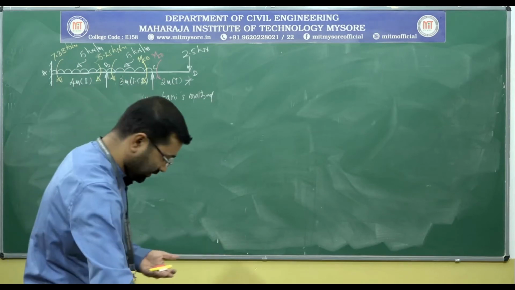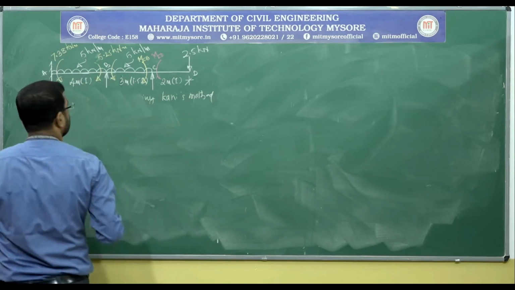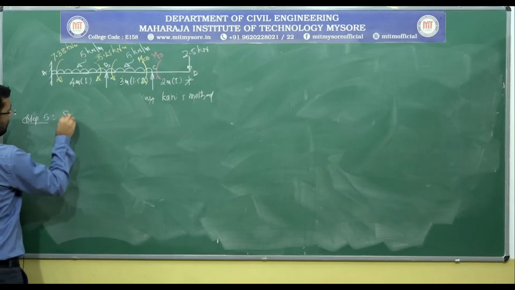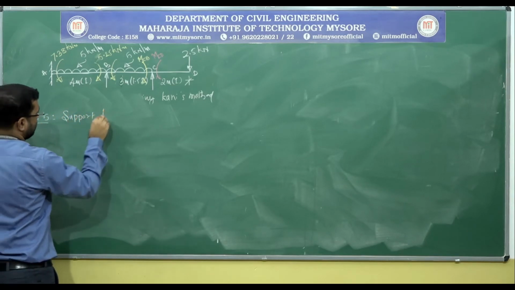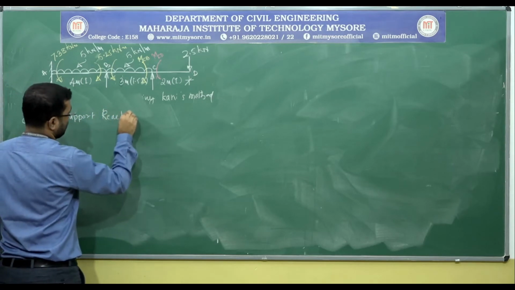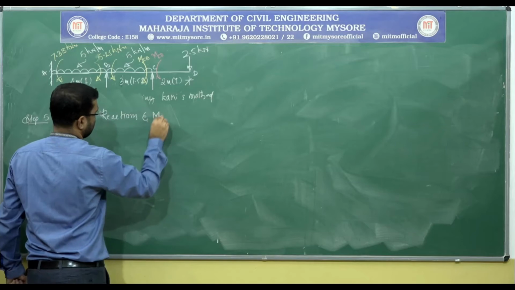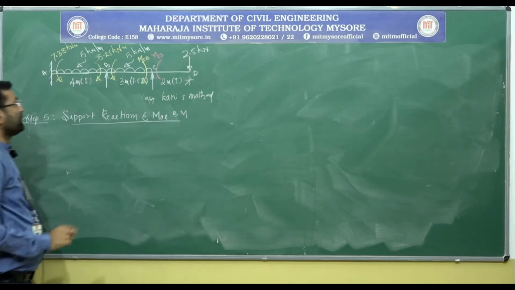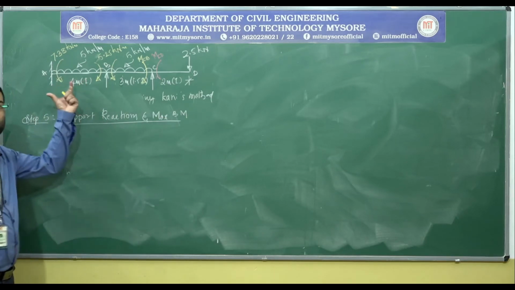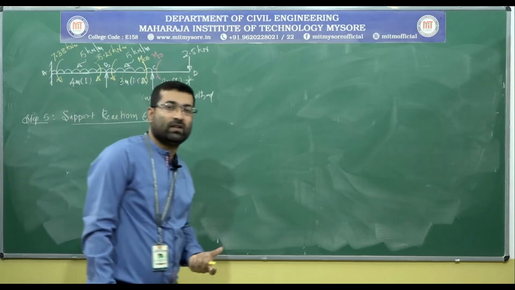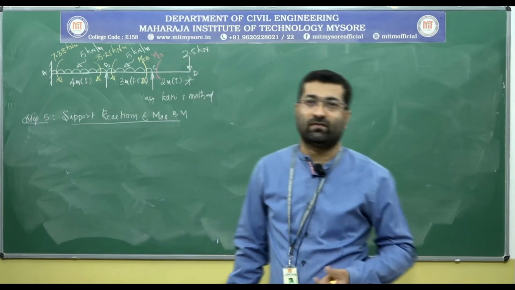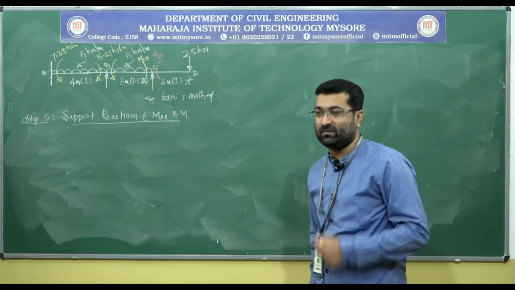Okay. So next I will jump to step number 5, support reactions and maximum bending moments. So what I will do, I will consider the span AB, then we will go for the calculation of the support reactions and the bending moment values. Then we will repeat the same procedure for the second span, that is for span BC.